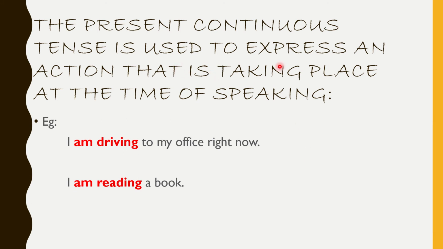Number one is, it is used to express an action that is taking place at the time of speaking. I am driving to my office right now. This is something that I am doing at the moment. I am reading a book. You are listening to me. I am teaching you. So in all these sentences, you will notice that the action is taking place at the present moment. When such a thing happens, then the present continuous tense may be used.